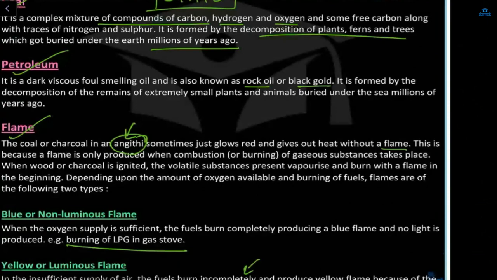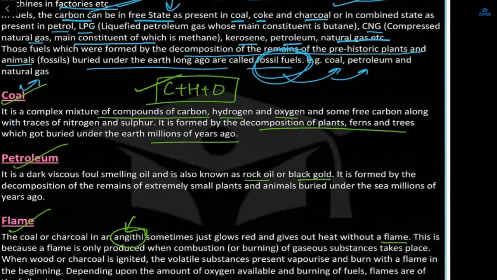Okay? And what is petroleum? Petroleum is a dark, viscous, foul-smelling oil, also known as rock oil or black gold. And how is it formed? Again, it is formed the same as coal, a fossil fuel, by decomposition of plants and animals buried under the earth millions of years ago.